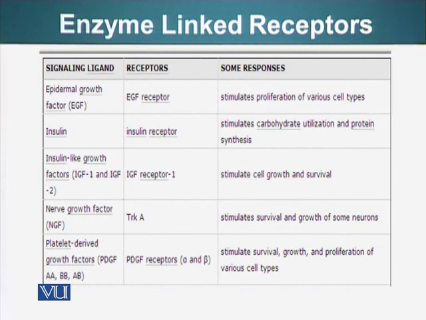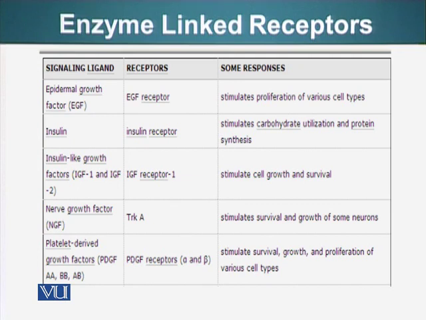Some of the receptors and their signaling molecules are mentioned on the screen. Epidermal growth factor stimulates proliferation of various types of cells. Insulin stimulates carbohydrate utilization and protein synthesis. Insulin-like growth factors stimulate cell growth and survival. NGF, nerve growth factor, stimulates survival and growth of some neurons. Platelet-derived growth factor, PDGF, also stimulates survival, growth, and proliferation of various types of cells.